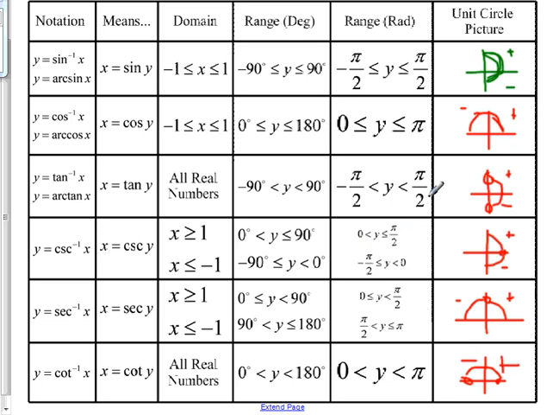Looking at these little pictures is useful to know because it's a whole lot easier to remember this than it is to remember all of this domain and range and all those specific numbers.